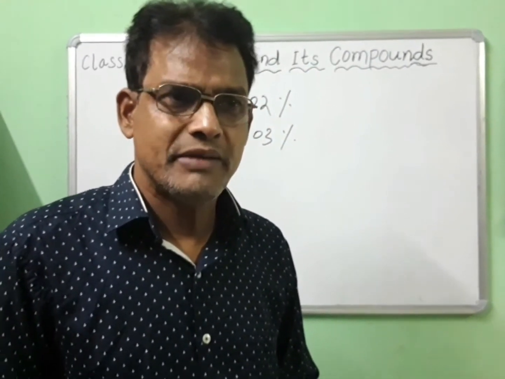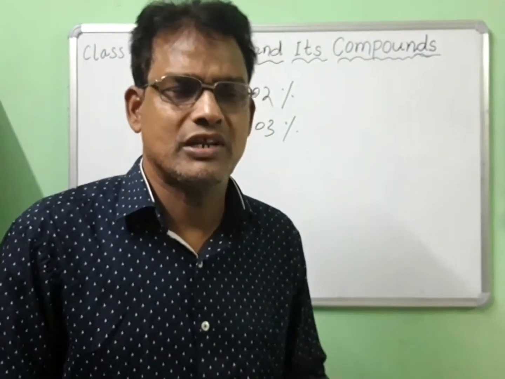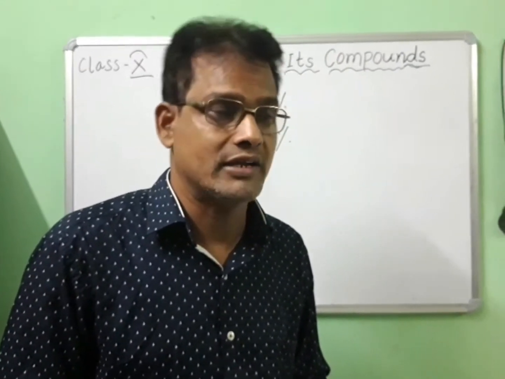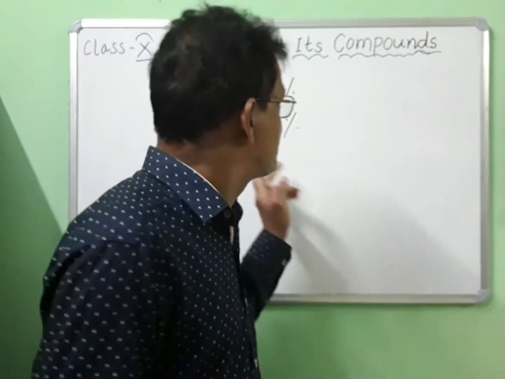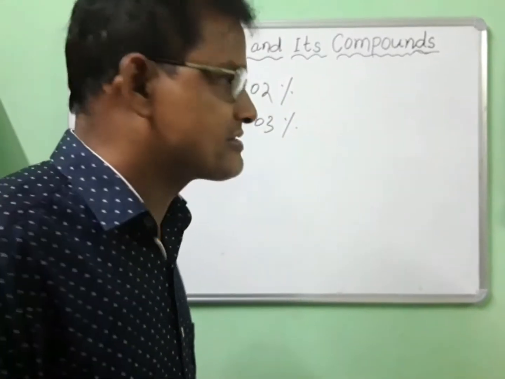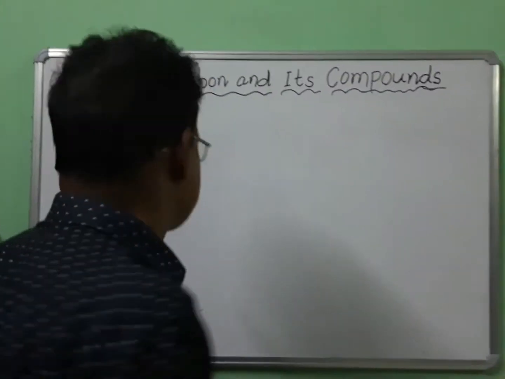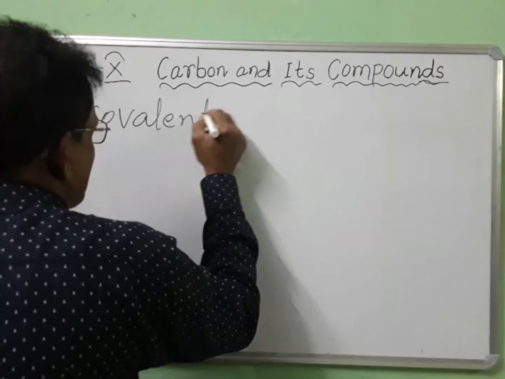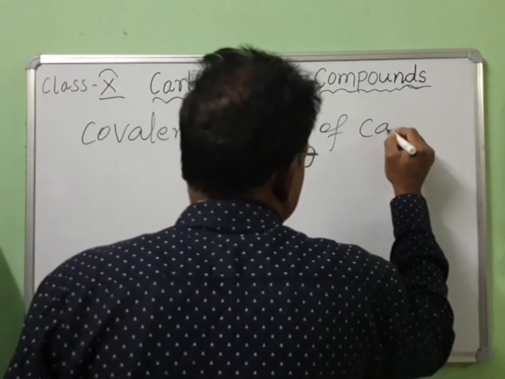You know that carbon is the third most important element after oxygen and hydrogen in the world for the existence of life. So in this chapter, we'll discuss carbon and its compounds. First, the covalent bond of carbon.